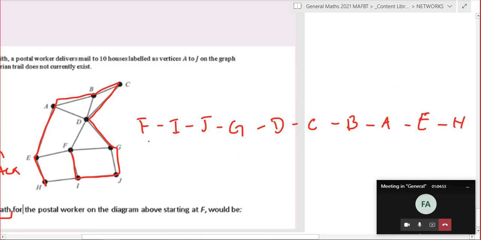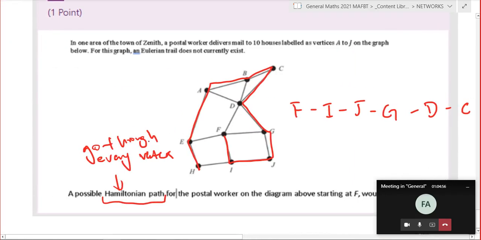Remember, you don't have to start and finish at the same vertex for it to be a Hamiltonian path. If it's a cycle, then the start and finish have to be the same.